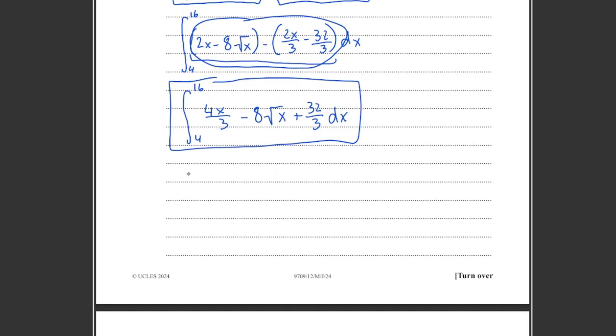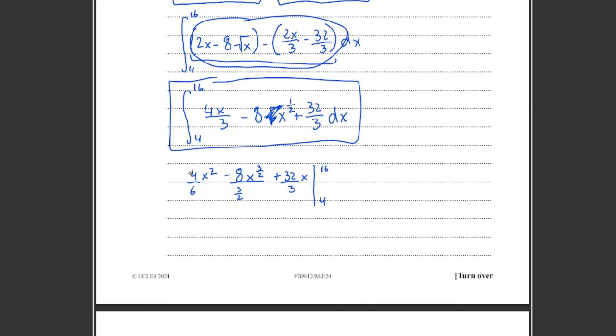So let's integrate it, and we are just going to get 4x to the power 2, and we're going to get a 6 underneath this. Then for this guy we can change this third to the power 1 by 2, and so we are just going to have 8x raised to the power 3 by 2 divided by 3 by 2, and then we are going to have 32 over 3x, and we're going to have the limits as 16 and 4, right? So let's just simplify this a little bit.